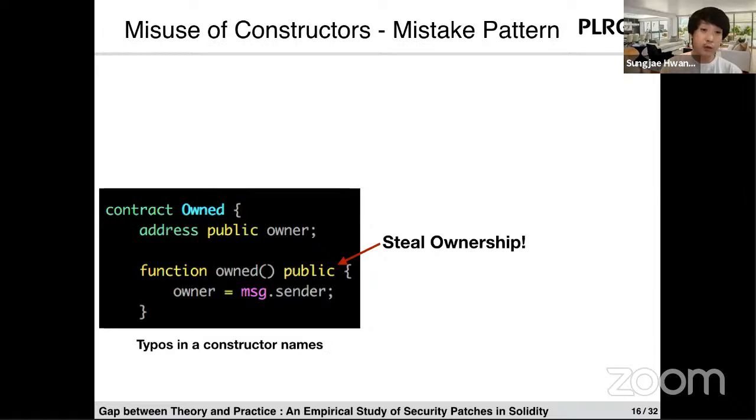And our manual investigation shows that developers often make typos in constructor names. So here the contract name uses the capital letter O, whereas the constructor name uses the lowercase letter o, which is a typo. And because the constructor name is different from its contract name, the function becomes a generic public function, and therefore an external attacker can call this function to become the owner of the contract. So we call this developer mistake pattern typo in constructor names.